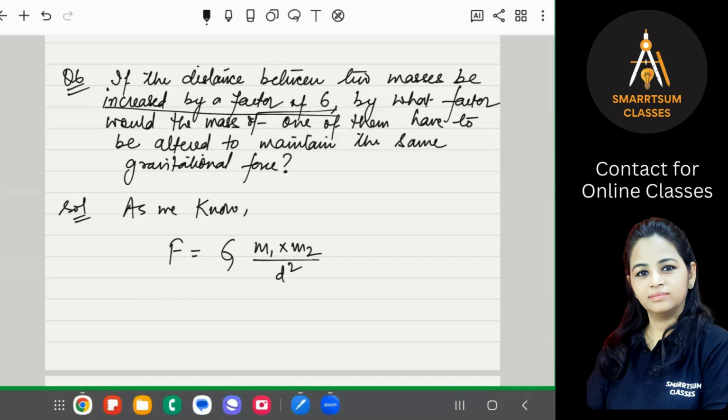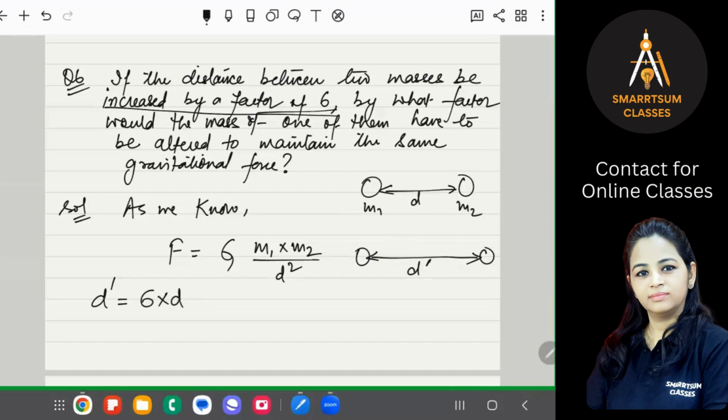Now, according to the question, the distance between the two masses is increased. So now D dash, the new distance between the two masses. Suppose this is D, M1, M2, and this is D. Now this is increased, and the new distance between the two masses is suppose D dash. And this D dash is 6 times of D. Means if this was 1 meter earlier, now it is 6 meters, 6 times of D. So D dash will be equal to 6 into D.